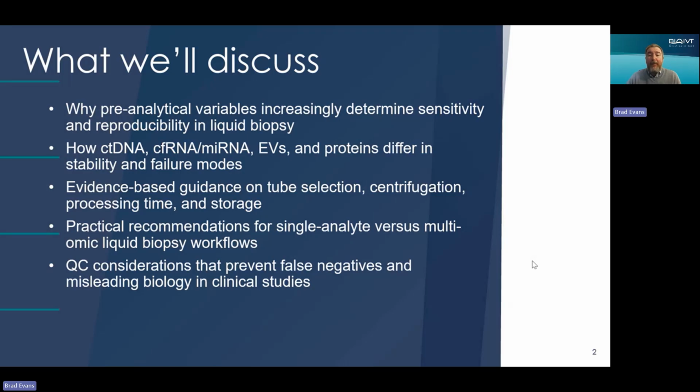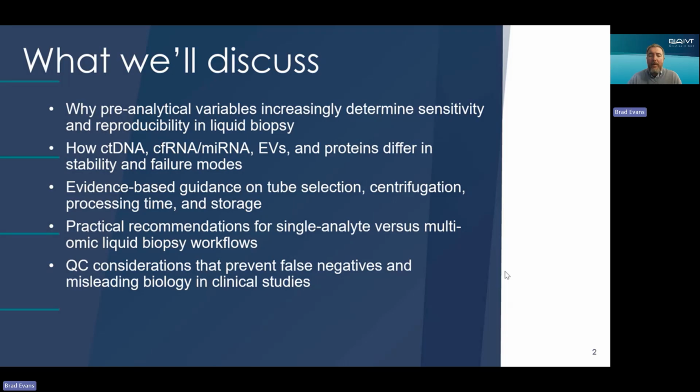From there, we'll translate that biology into practical decisions. Which two chemistries do what? How centrifugation changes plasma composition, why time and temperature are biologically active variables, not just logistics. We'll then compare single analyte workflows with multi-omic workflows, because those are fundamentally different design problems and require different playbooks. And finally, we'll talk about pre-analytical QC, the kind that prevents false negatives and misleading biology in clinical studies before expensive analytical testing ever begins.